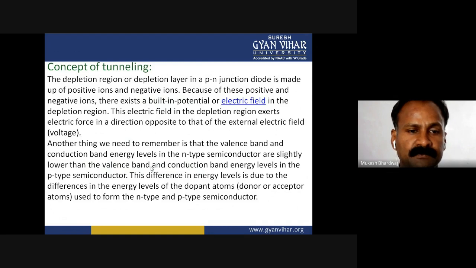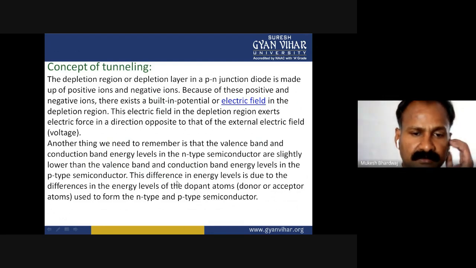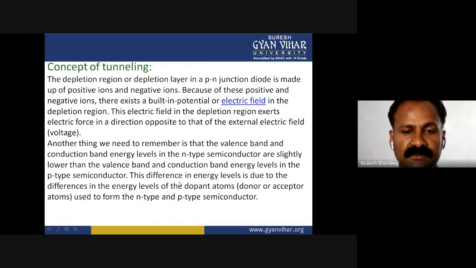Another thing we need to remember is that the valence band and conduction band energy levels in the n-type semiconductor are slightly lower than the valence band and conduction band energy levels in the p-type semiconductor. This difference in energy levels is due to the difference in the energy levels of the dopant atoms, donor or acceptor atoms, used to form the n-type and p-type semiconductor.